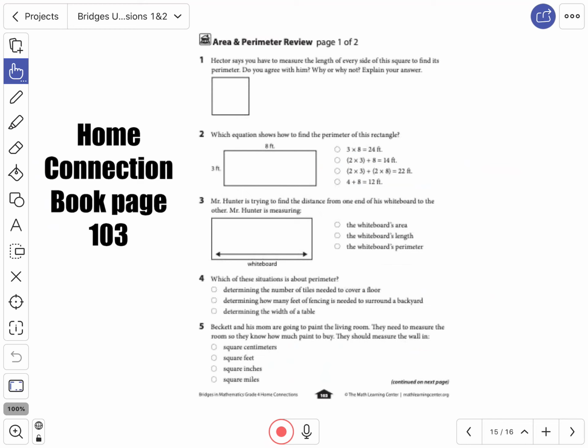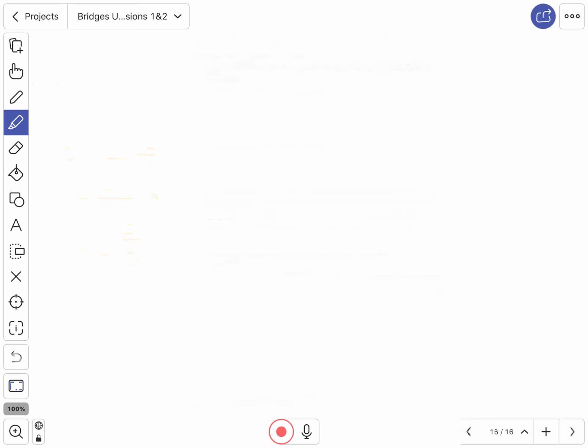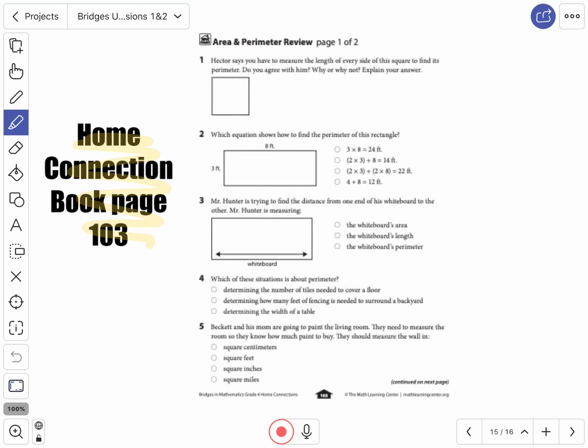You also have Home Connection Book, page 103 to do on your own, and Home Connection Book, page 104 to do on your own. You are going to do a fabulous job. I am proud of you. This isn't going to take you that long anyway, because if you look, there's not a lot on there, okay?